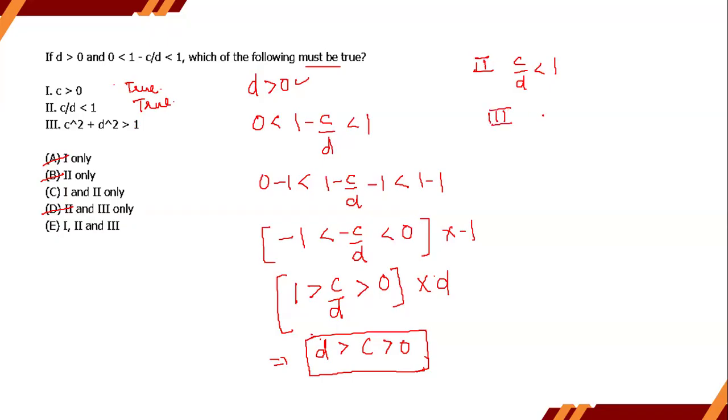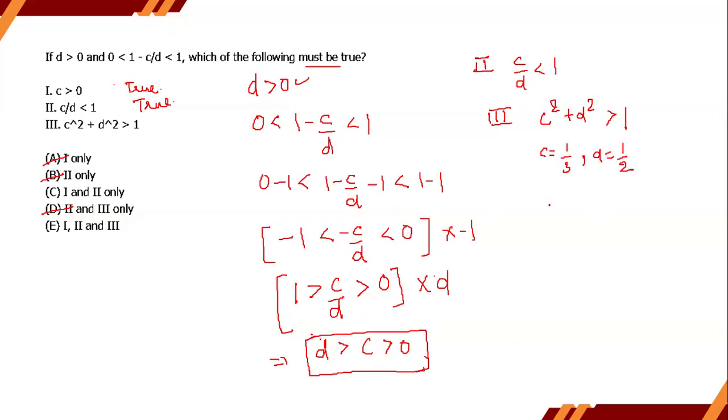Now, what is option 3? Option 3 is c square plus d square is greater than 1, right? Now, immediately, if nothing is clicking, do not waste time figuring out some algebraic fundamentals here. Pick the numbers because it's easy to pick the numbers here. But ensure that those numbers should satisfy the condition given in the question. So what is the condition? That d is greater than c is greater than 0, right? So if we take c is equal to 1 by 3, and d we can take it as 1 by 2, satisfying the condition given in the question that d is greater than c is greater than 0.